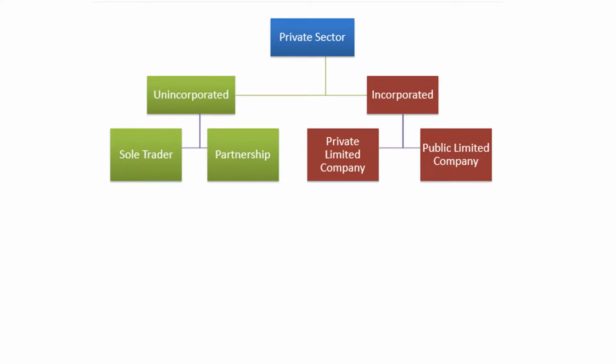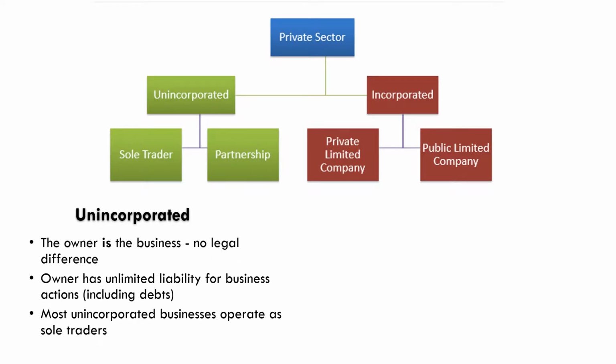But the broad distinction between these two types of businesses is that the one on the left, the owner is the same legal identity as the business, which means there is no distinction in the eyes of the law between what the owner does and what the business does. The owner has unlimited liability for the business's actions, including its debts, which means the individual who owns the business is totally responsible for paying back all the debts, even using up their personal assets.